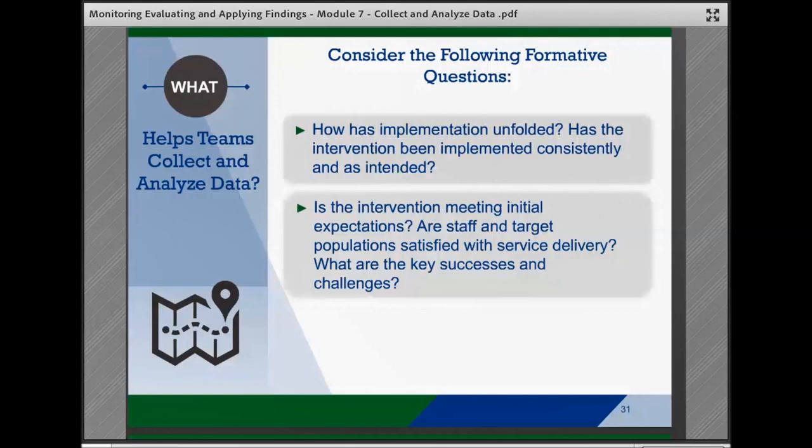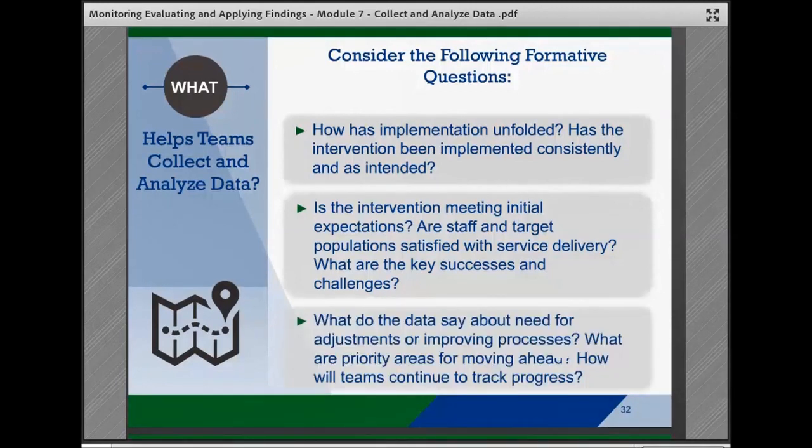Are staff and target population members satisfied with service delivery? What are the key successes and challenges? What do the data say about needs for adjusting the intervention or improving implementation processes? What are priority areas for moving forward? And how will teams continue to track progress over time?